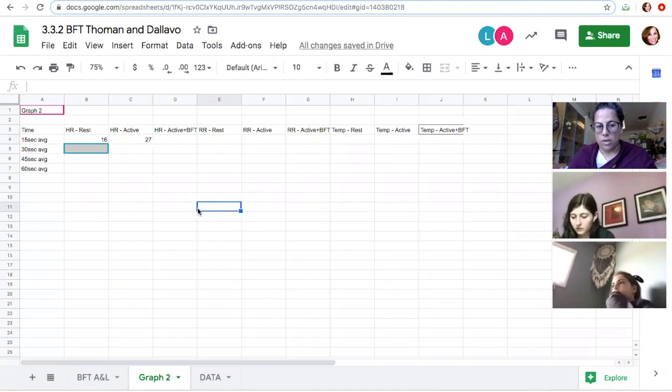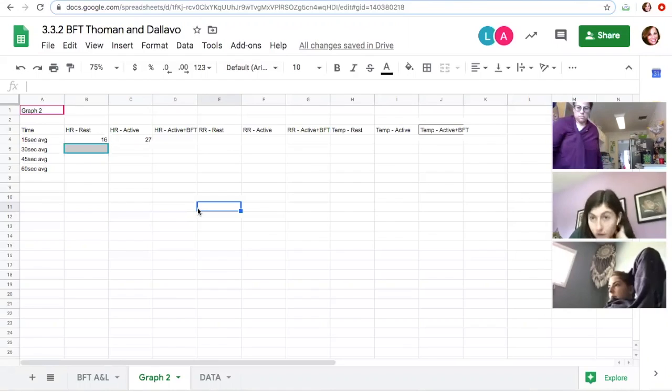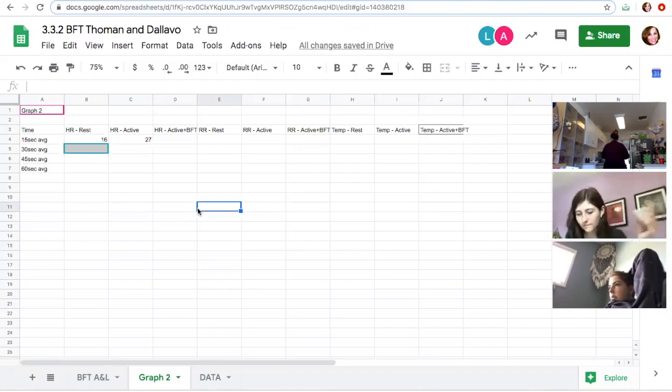Okay, go to town on heart rate. I'll watch you fill those in. Maybe split them up so one of you does 15 and 30s and the other person does 45 and 60s. Okay. Oh, I see. Or do you want to do rest and I'll do active? Sure. Okay.